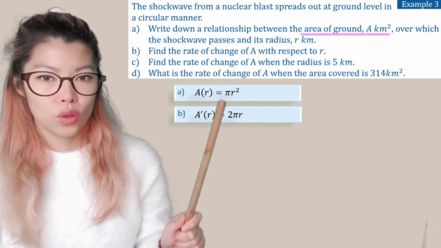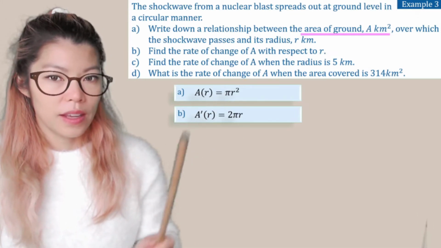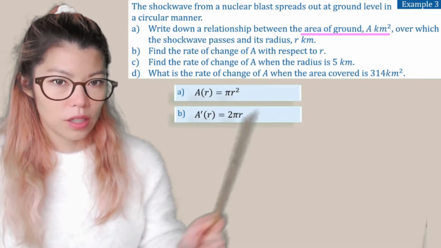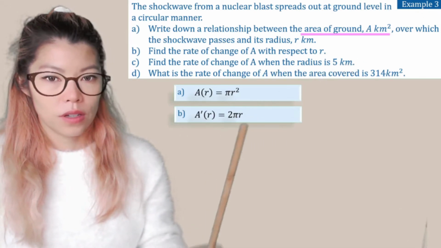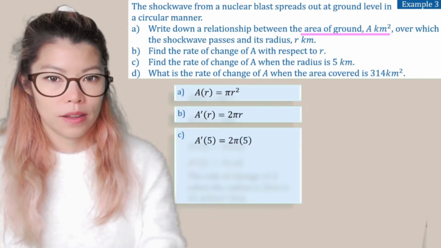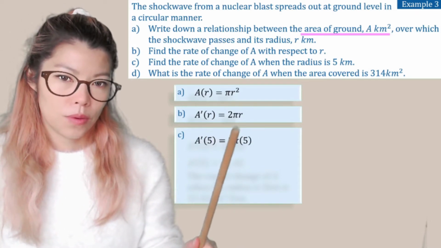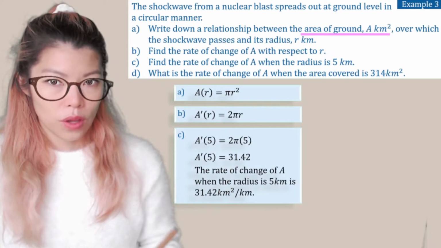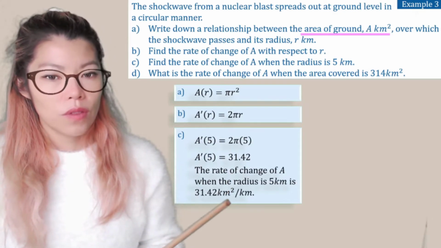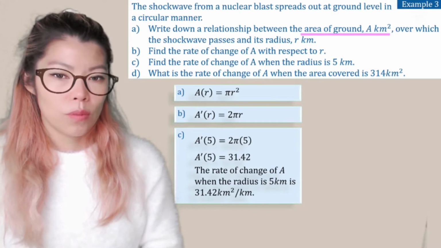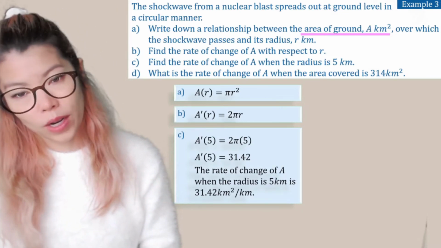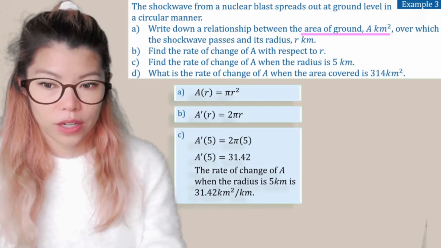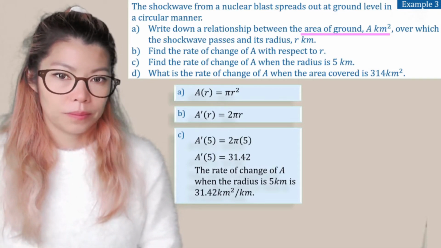So bring the 2 down, we have 2 pi r. Find the rate of change of A when the radius is 5. So this is the rate of change. Let r equal 5. We obtain, so put 5 in there, we obtain 10 pi, or in other words, 31.42. So the rate of change of A when the radius is 5 is 31.42 kilometers squared per kilometer, which is kilometers really, but it's a rate of change. So we have to write it like that.